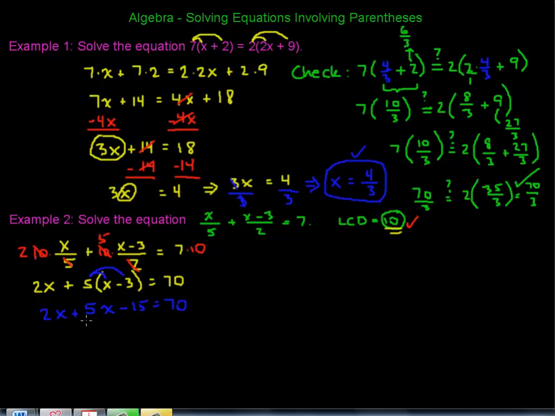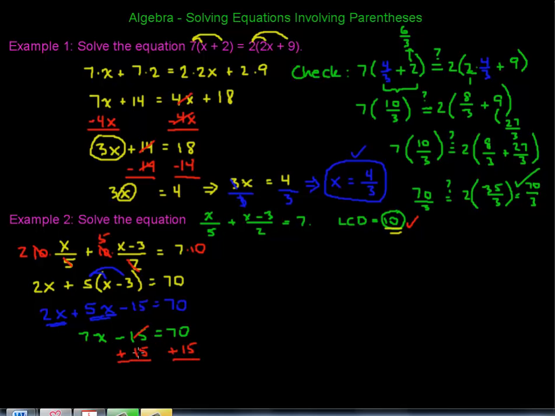Okay, now we want to see if there's anything we can do to combine terms. Well, here we have a 2x and a 5x. Those can be combined. 2x plus 5x is equal to 7x minus 15 equals 70. Okay, so now we want to add 15 to both sides in order to help cancel out the subtraction of 15. So let's add 15 to both sides, plus 15 to keep this equation balanced.